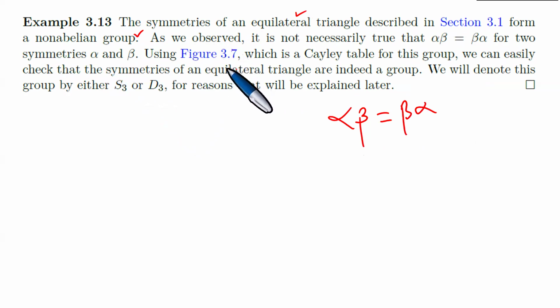Using figure 3.7, which is the Cayley table for this group, we did the Cayley table for the symmetries of a triangle. We can easily check that the symmetries of an equilateral triangle are indeed a group. We will denote this group by either S3 or D3 for reasons that will be explained a little bit later on.